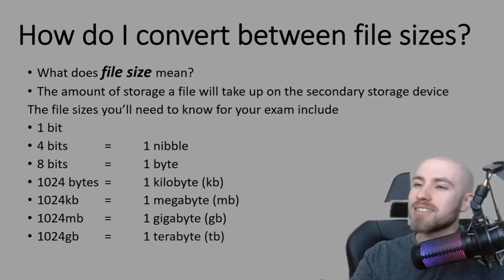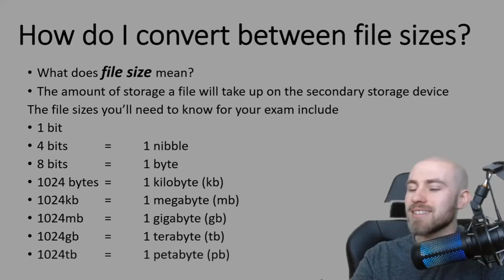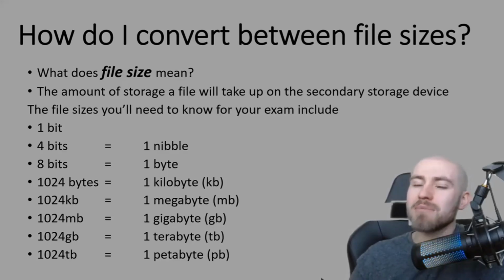1024 gigabytes is 1 terabyte. And finally, 1024 terabytes is 1 petabyte. So that, you can see, is why I call it the magic number, because look how many times that number comes up. As long as you can remember 1000 or 1024, that makes our job so much easier when it comes to doing the actual conversions themselves.